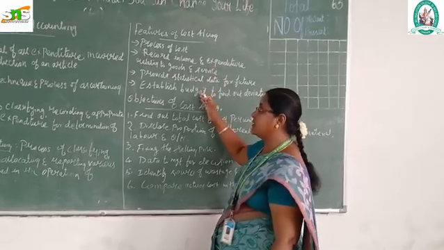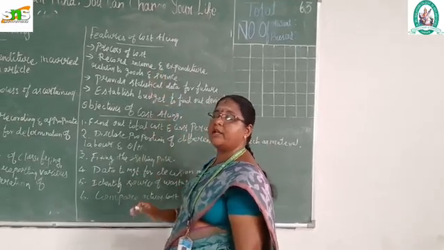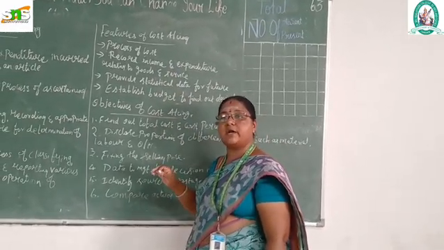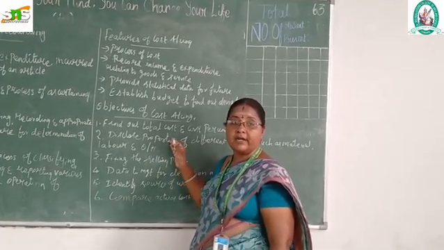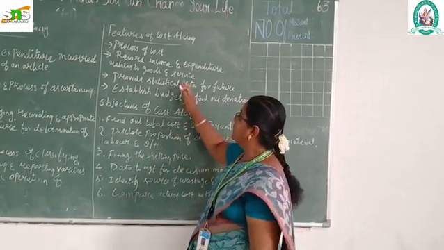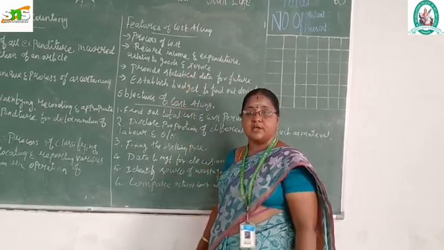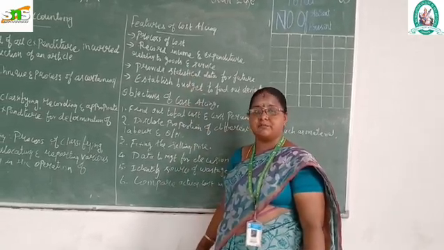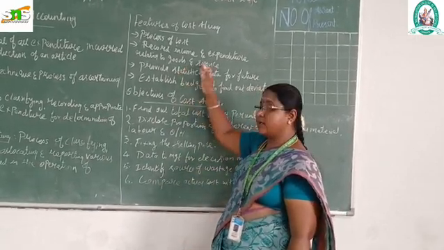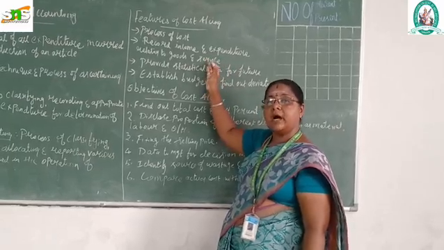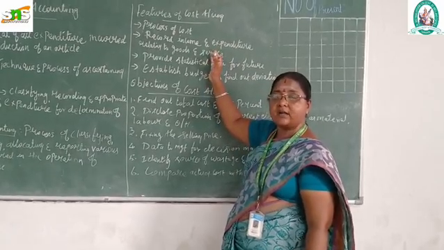So we have different features. The first one is the process of cost. We need to identify the cost. First we need to identify the process: what costs we are going to incur for the particular product we are going to manufacture. The next one is, we need to record income and expenditure related to goods and services. Whatever the manufacturing business, every business is based on profit. What is the income, what is the expenditure, selling the product or purchasing the raw material. Each and every transaction will be recorded in cost accounting.